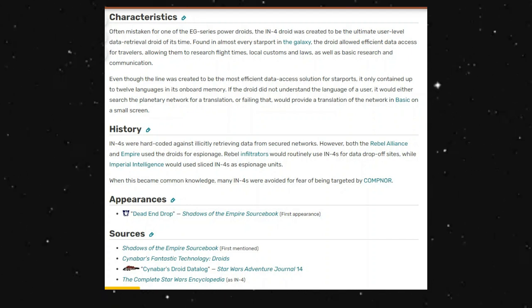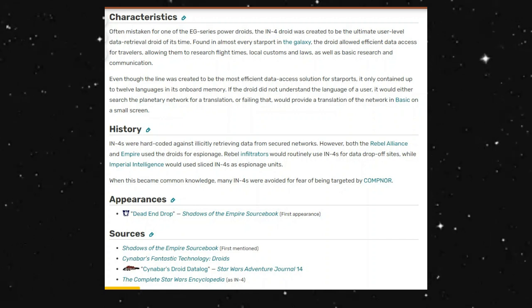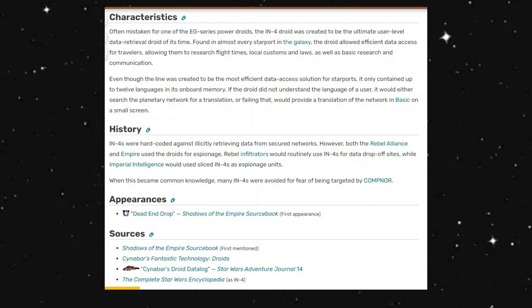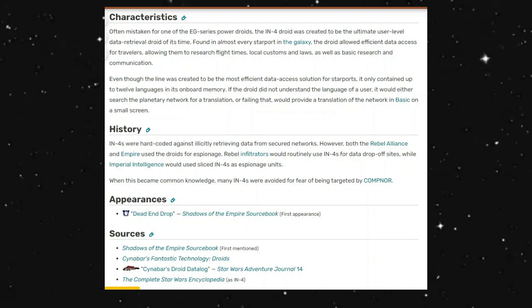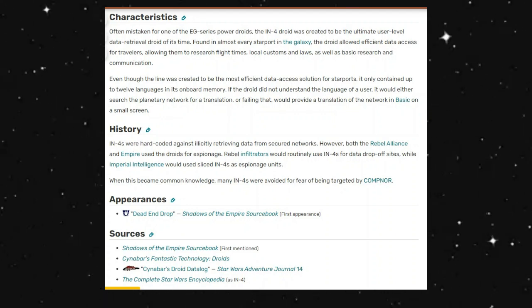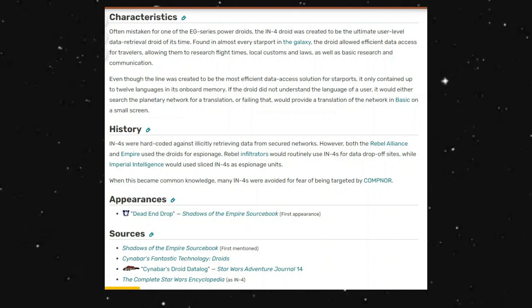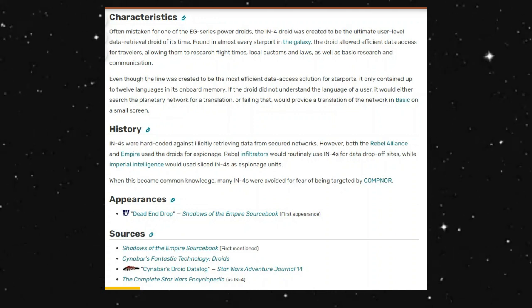The IN4s were hard coded against illicitly retrieving data from secure networks.